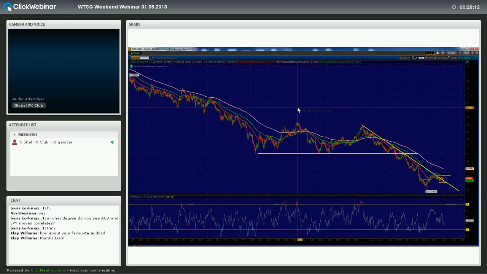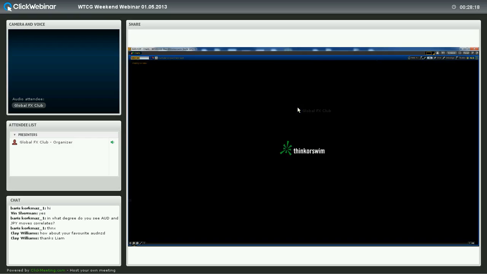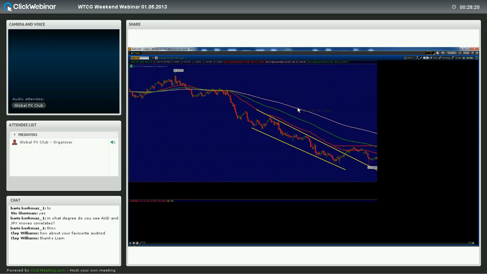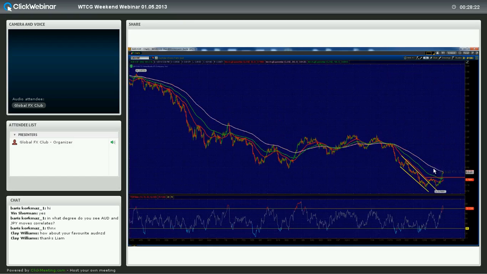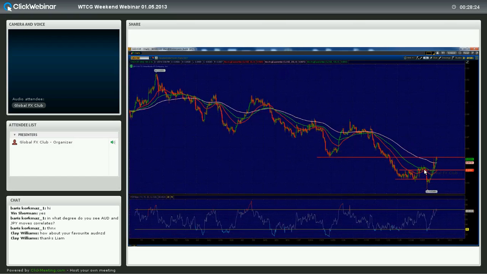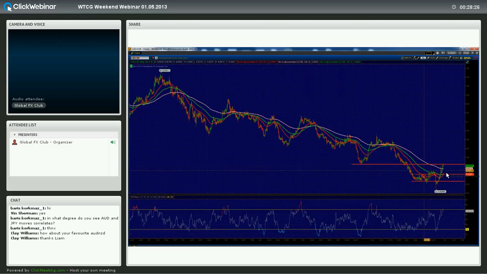I think I covered most of the pairs. Aussie Swiss I did, Kiwi Swiss, Pound Swiss, oh, CAD Swiss. We'll do that real quick. CAD Swiss is testing resistance right now. There is an opportunity to buy it if we see a dip down to 84.60 or 84.20. Right now it's at resistance. I don't really want to fade it, and I don't want to buy it at resistance, so staying out of it.